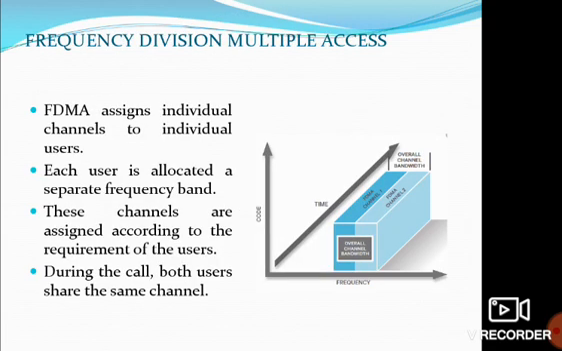In FDMA, an individual channel is allotted to an individual user. As we see in this diagram, there are two channels which are allotted to different users, and the overall channel bandwidth is separated into two channels, channel number 1 and channel number 2. Each user is allocated a separate frequency band, and these are assigned according to the requirements of users.